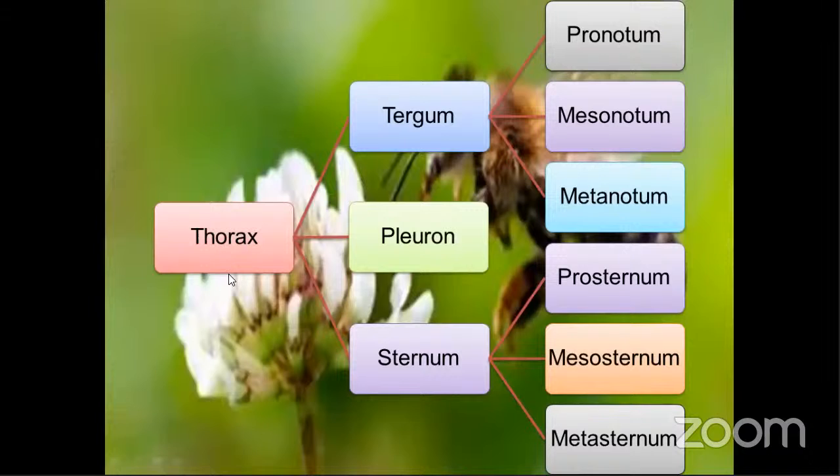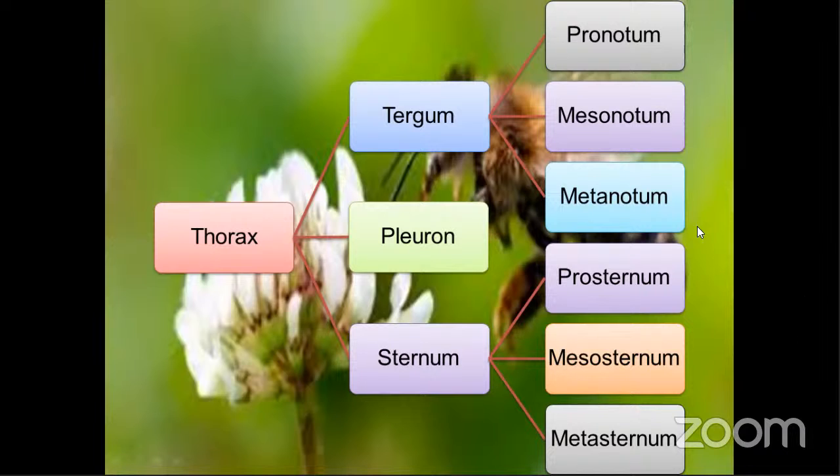You can see here the thorax is divided into three parts: prothorax, mesothorax, metathorax. In the upper part we call it the notum or terga, then the lateral pleuron and the ventral sternum. The tergum or notum again consists of three parts: pronotum, mesonotum, metanotum. Like that the pleuron consists of three parts: propleuron, mesopleuron, metapleuron. The sternum also consists of three parts: prosternum, mesosternum, metasternum. Pronotum means it is present in the prothorax.